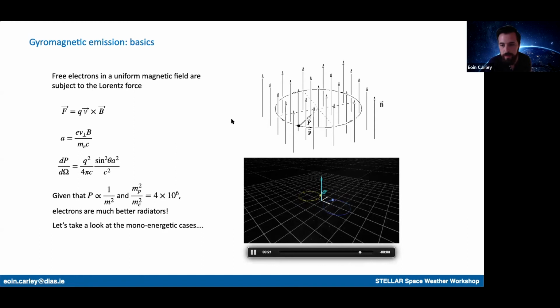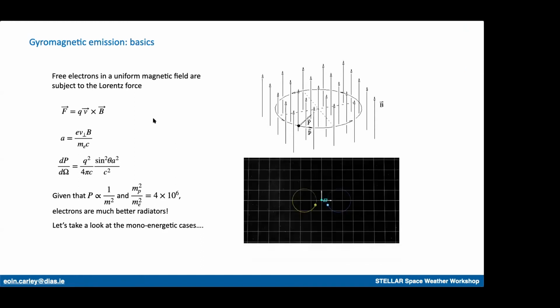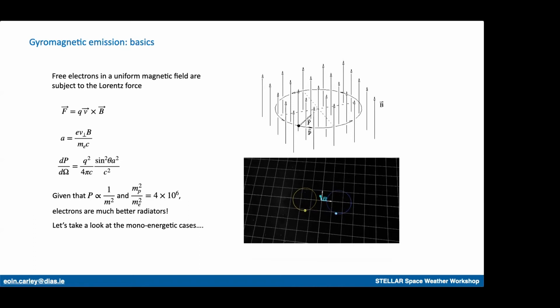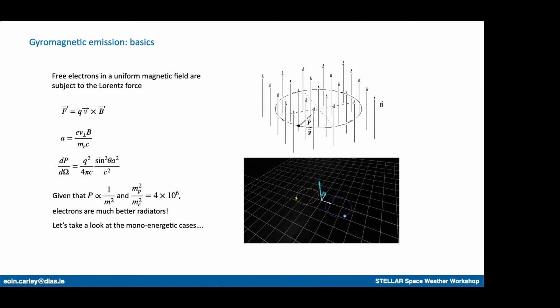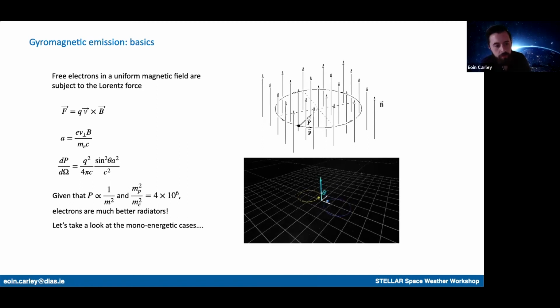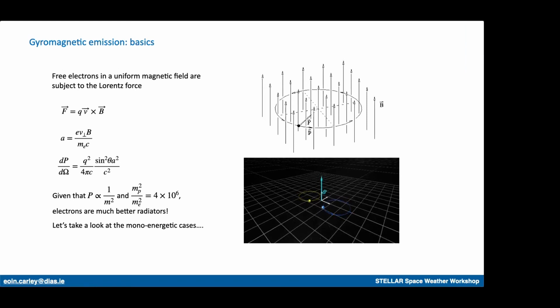Yeah, maybe I can just add that very often you wouldn't be able to see the gyrosynchrotron emission in the dynamic spectra observations, because it tends to be weak. Yeah. Thank you.